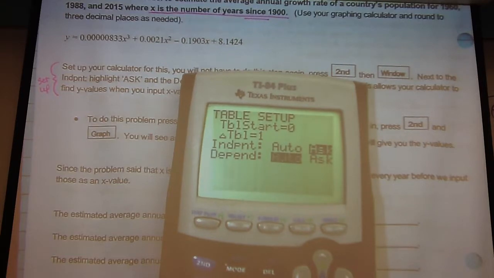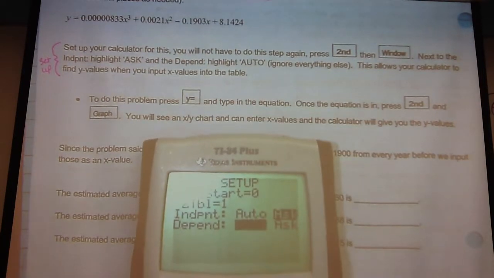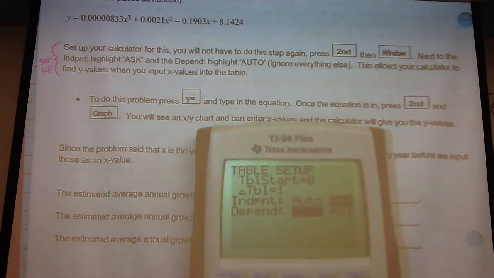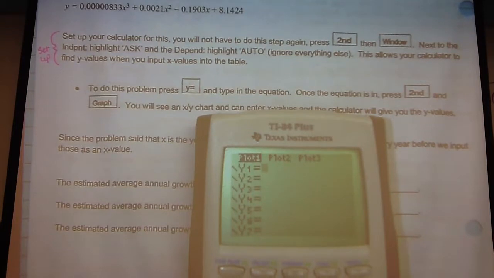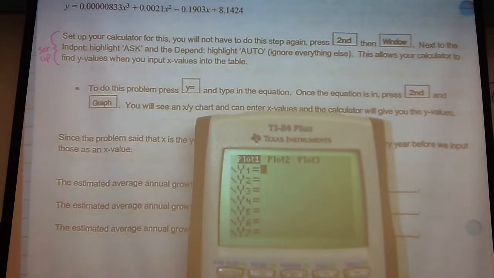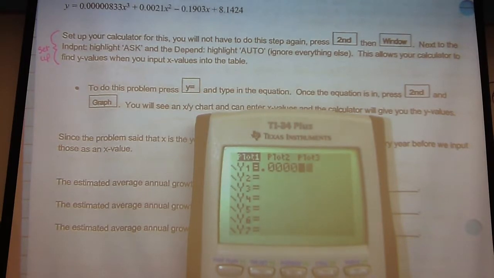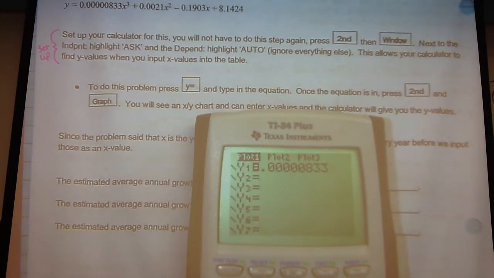Okay, so again, this is a step you do not have to do again. So let's read down here. To do this problem, we are going to press y equals. So press y equals, clear what we have in there, and we are going to type in this equation. So point, and then it has 5 zeros, then 833, x to the third.